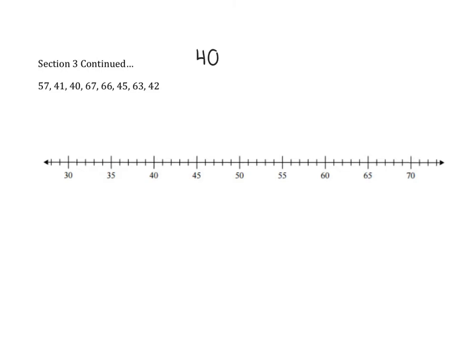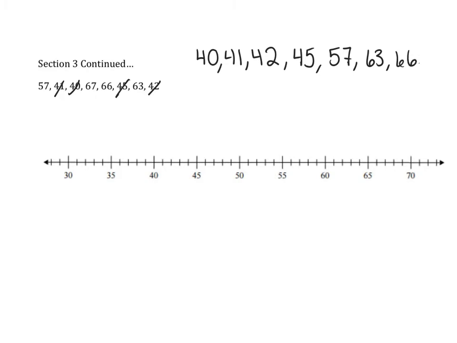So we have 40, 41, 42. Please do not forget to put these in order. If you do not put these in order, your box and whisker plot will be completely wrong. Okay. So I have them in order now. Always double check, make sure you have them all. 1, 2, 3, 4, 5, 6, 7, 8. Good, got them.